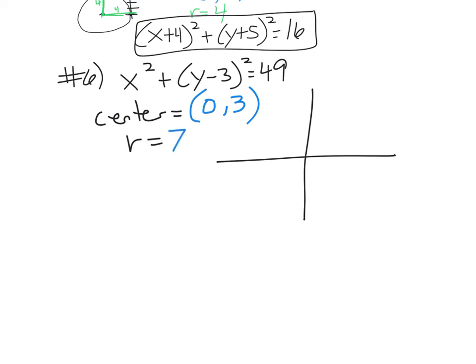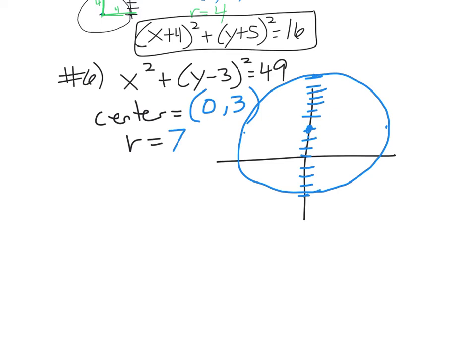So I'm going to go to 0, 3. Plot it. And then you're going to go 7 in each direction. So 1, 2, 3, 4, 5, 6, 7. It's kind of a lot. I'm going to eyeball it. 7. 1, 2, 3, 4, 5, 6, 7. And 7 over here. There you go. I should hit that right there.